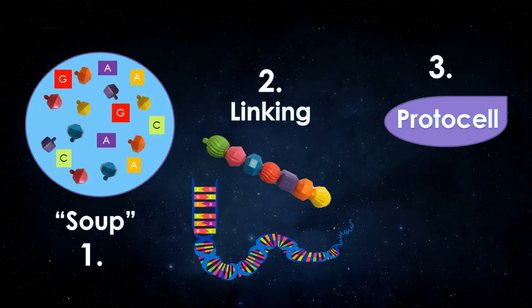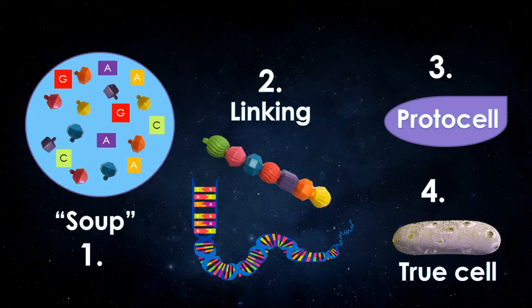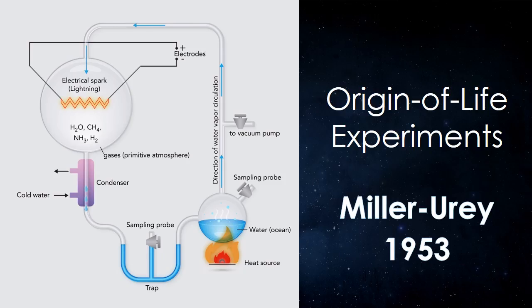In step 3, a membrane would have to form to hold the macromolecules together in a working unit. We will call this a protocell, which means a very simple primitive cell. In step 4, the protocell would have to develop all the complex machinery and processes of a fully functioning cell. Keep all this in mind as we look at origin of life experiments.